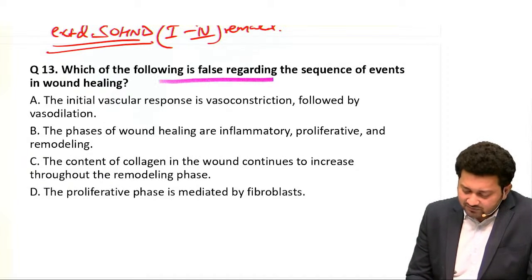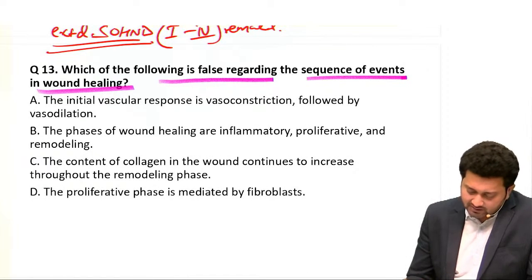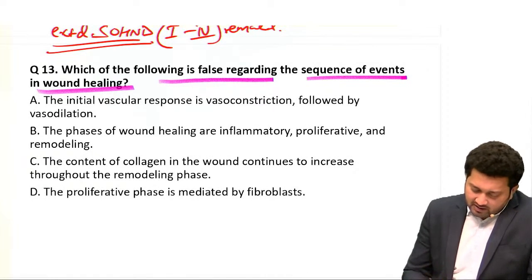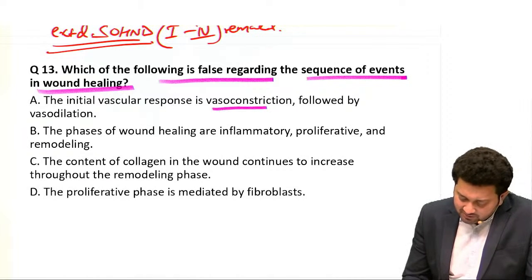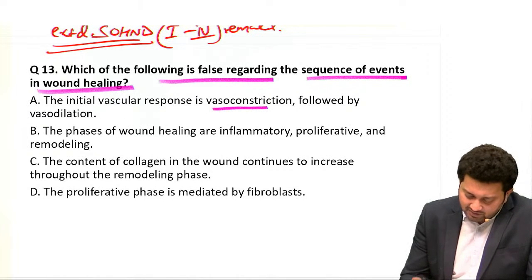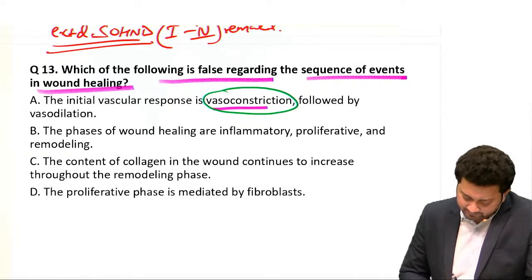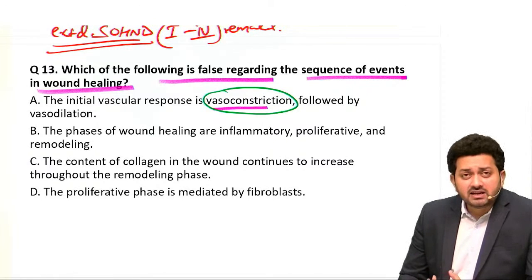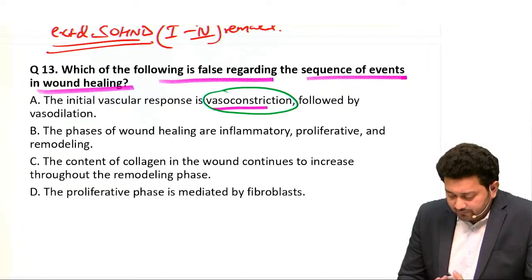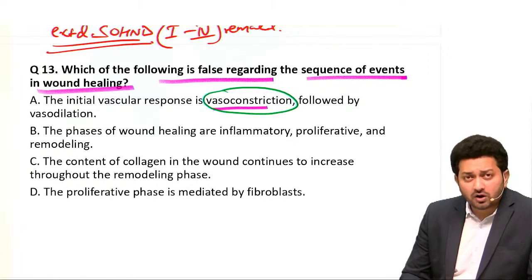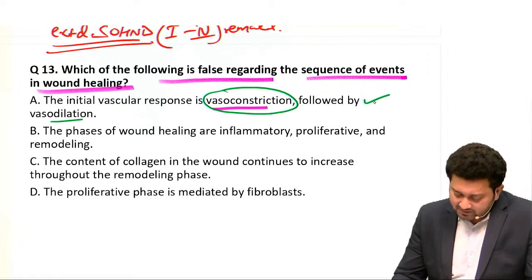Which of the following is false regarding the sequence of events in wound healing? Initial vascular response is vasoconstriction followed by vasodilatation. Whether vasoconstriction is the initial response or not, tell me. Obviously, there is initially vasoconstriction and hemostasis, followed by, when there is inflammatory phase, vasodilatation. So this is correct.